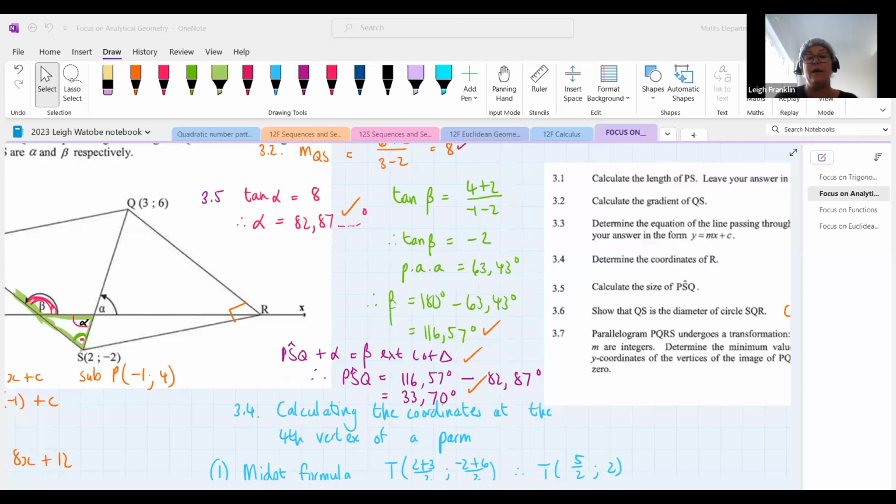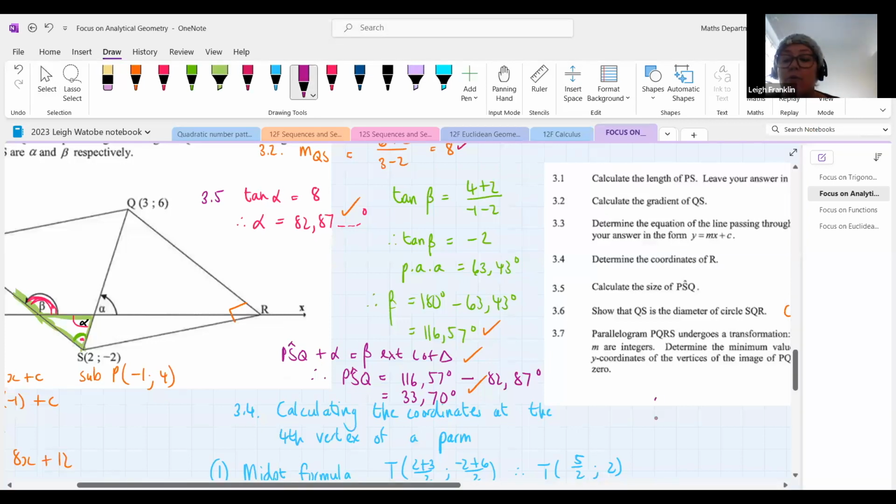Okay, so let's get that down. So we know now that when we understand the question that this really is a gradient question. So we need the gradient of SR. Remember, we know the coordinates at R now. We know that they are 6 and 0. So let's work out the gradient.